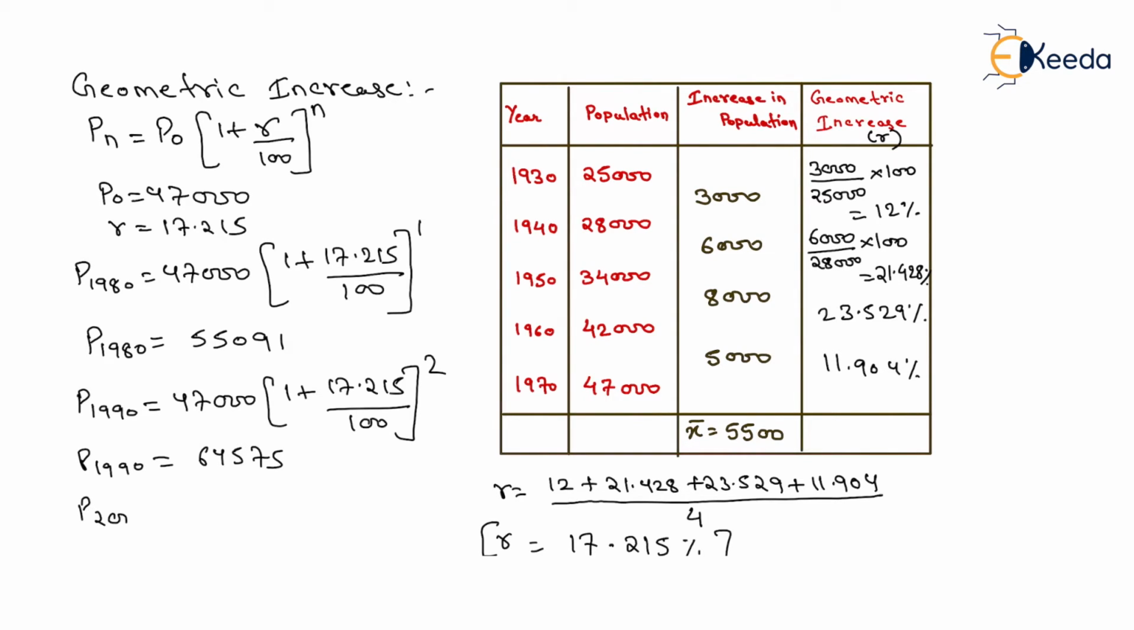And if you want to compute the population of 2000, it will be equal to 47,001 plus 17.215 divided by 100 to the power 3, and it will come out as 75691. That is the population after 2000. So we had calculated the population as per the geometric increase method after the first, second and third decade.